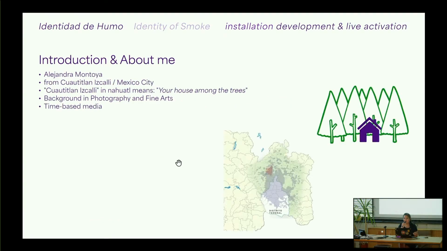So, my name is Alejandra Montoya. I come from a place that is called Cuautitlán Izcalli, and it's in the metropolitan area of Mexico City, that is this grayish part. So if we are being very strict about borders, Mexico City finishes here, but the metropolitan area is way bigger, so I lived there. This is just a fact I am sharing. And also because the name Cuautitlán Izcalli comes from the Nahuatl language, which is an indigenous language from the central part of Mexico, and the meaning is your house among trees. This is just an intro to something else. Just remember.